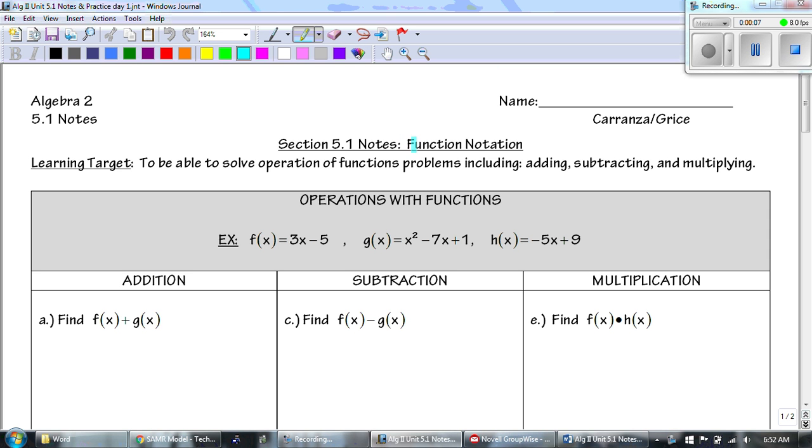Today we are talking about function notation. Our learning target today is to be able to solve operations of functions problems, including adding, subtracting, and multiplying.